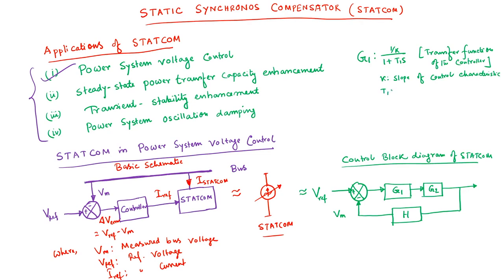Okay. Now, T1 is here the time constant of the controller. Typically the value of this time constant of the controller is 10 to 50 millisecond.